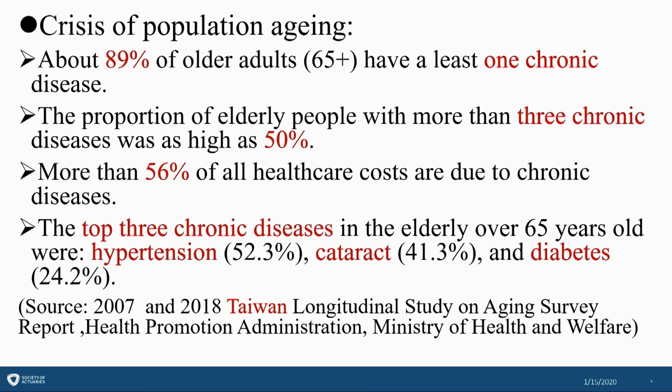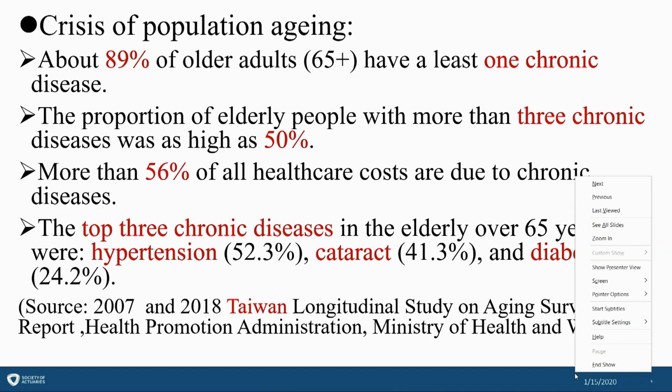First, we see the crisis of population aging in Taiwan. About 89% of older adults have at least one chronic disease, and the proportion of elderly people with more than 3 chronic diseases was 50%. If we consider health care cost, it amounts to 56% due to chronic diseases. And diabetes is one of the top 3 chronic diseases in elderly people.